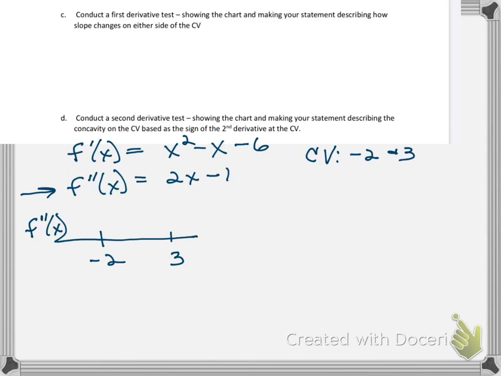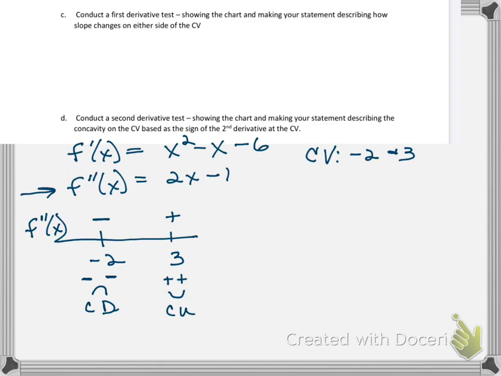I instead take the critical value of negative 2 and plug it directly into my second derivative. That's going to give me a negative number. Since it's negative, that tells me that it is concave down. Then I take the critical value of 3 and plug it into my second derivative. That gives me a positive number. And since it's positive, remember these smiley faces and frowny faces, that tells me that it's concave up.